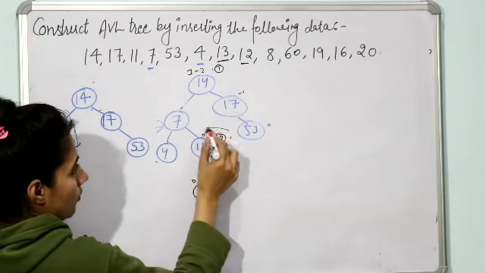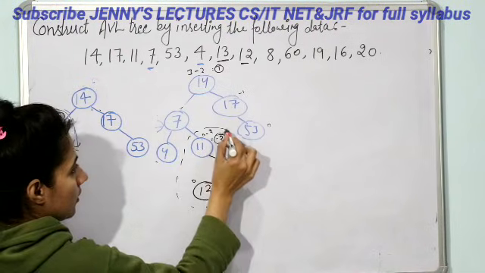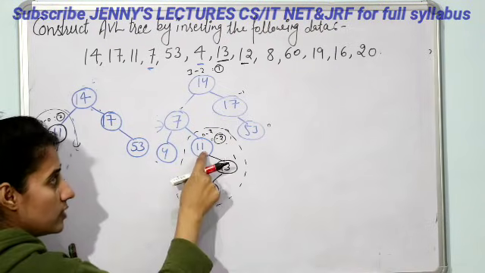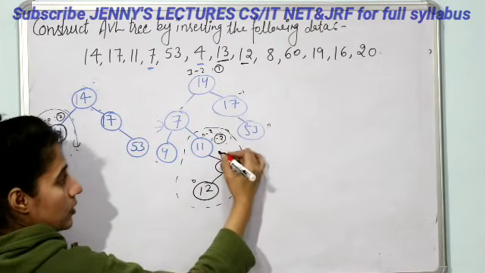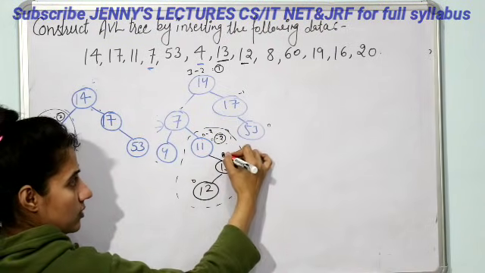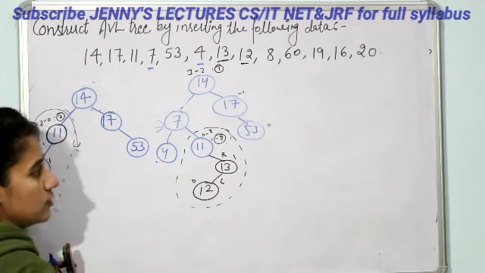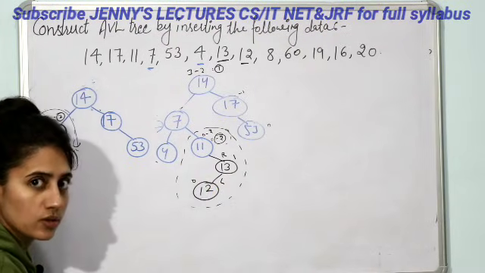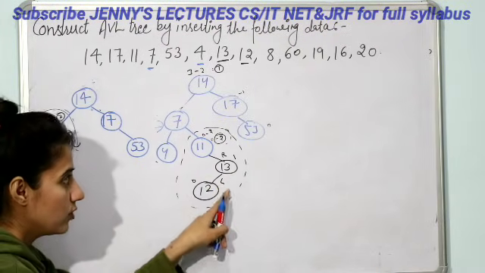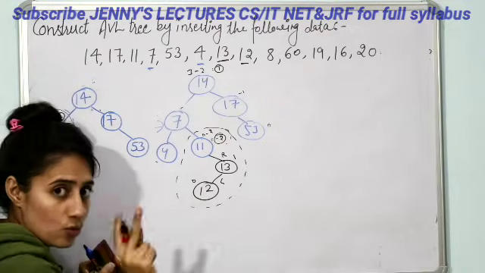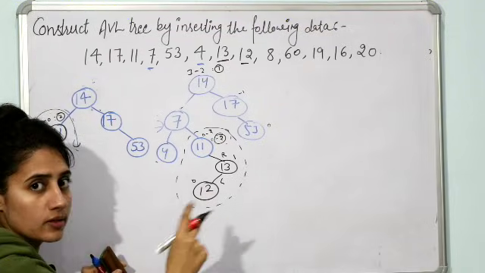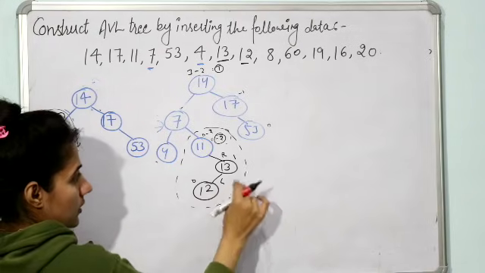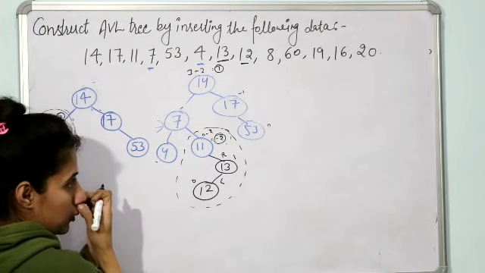Fine. So we will work on this part. This is our critical node, or you can say the unbalanced node, and this node is unbalanced because of first this right insertion and then left insertion. So here it is a right left rotation. And how to solve this right left rotation? Two rotations would be there. First right rotation and then left rotation. Okay. See, first right rotation.